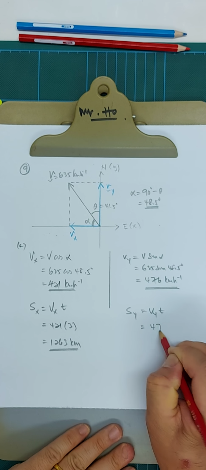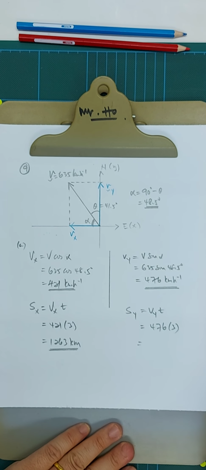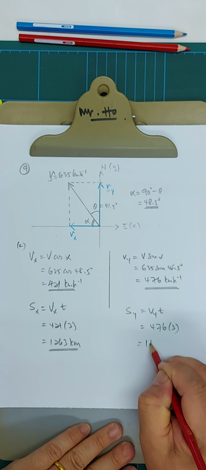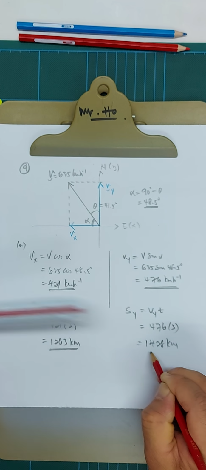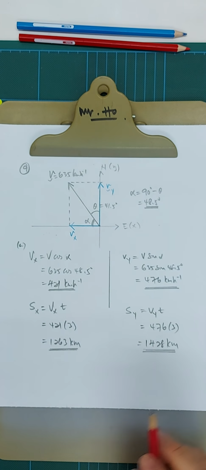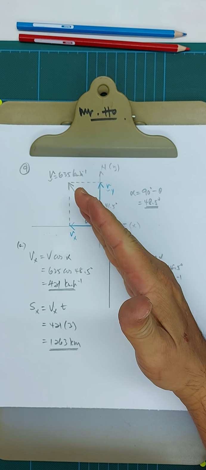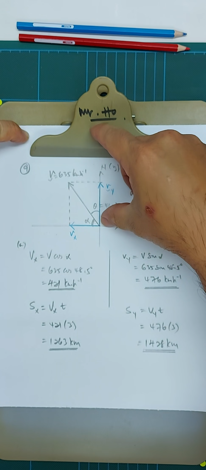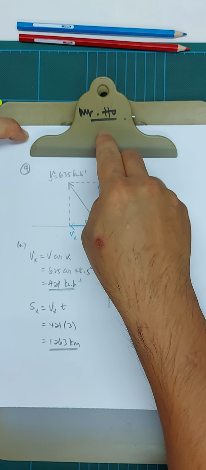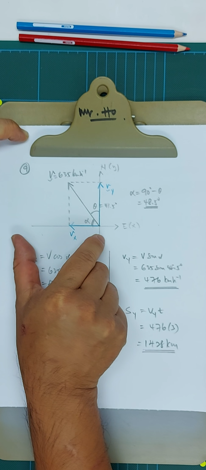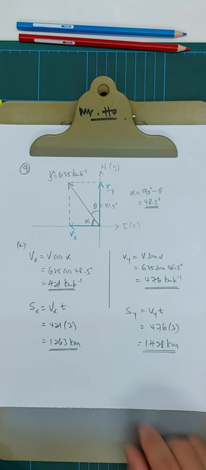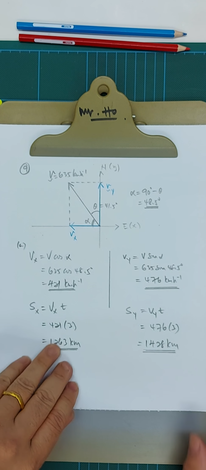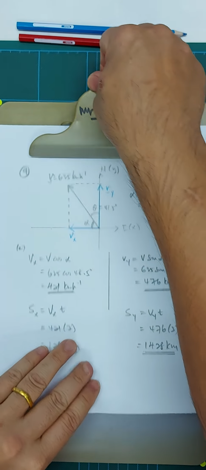And then this one here is 476 multiplied by 3. 476 times 3, you get 1,428 kilometer. Okay, so that is the component method. So that means when the plane continues on for 3 hours, it will be somewhere around here. So how far from here vertically and how far horizontally from here, that is the distance. Okay, so that is question number 9. All right, it's a bit difficult for this one. Next one, number 10.